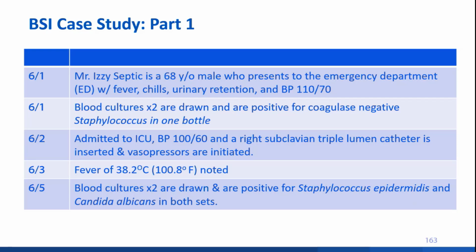On 6/2, Mr. Septic is admitted to ICU with a blood pressure of 100/60, and a right subclavian triple lumen catheter is inserted, and vasopressors are initiated. On 6/3, he has a fever of 38.2 degrees Celsius or 100.8 Fahrenheit noted. Blood cultures ×2 are drawn on June 5th, and they are positive for Staphylococcus epidermidis and Candida albicans in both sets.